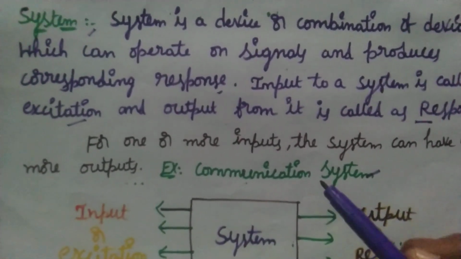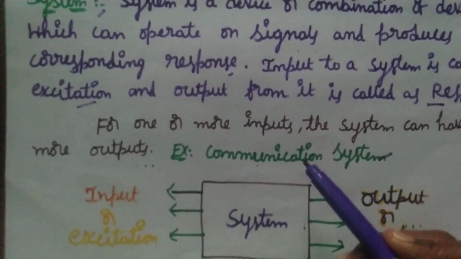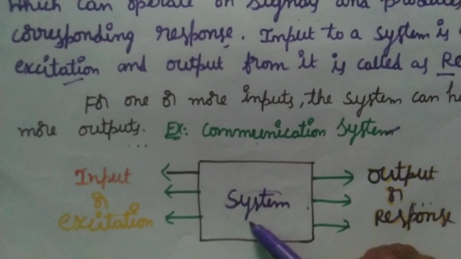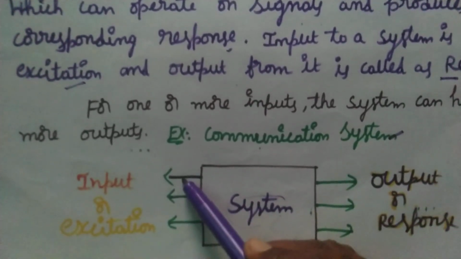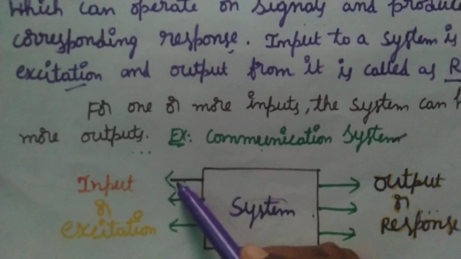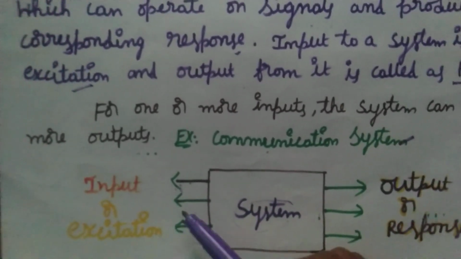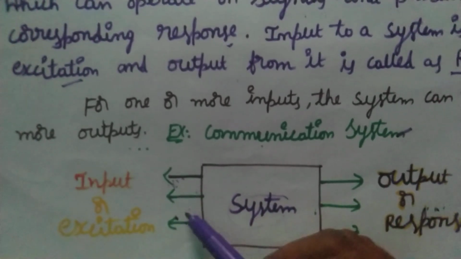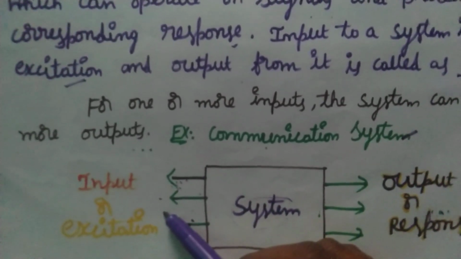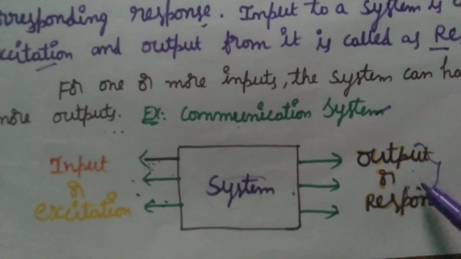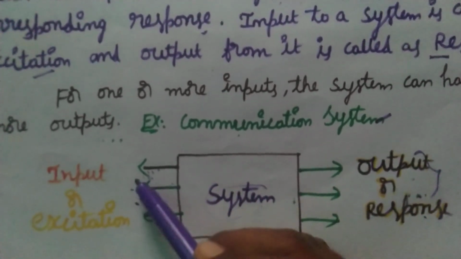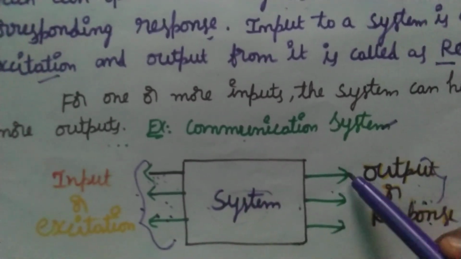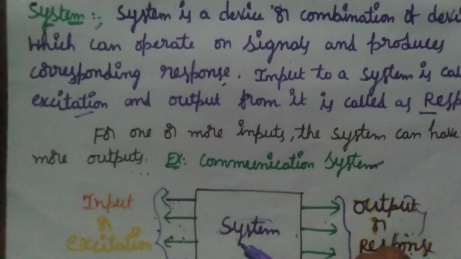Here the best example is the communication system. This is the block diagram of a simple system. It is a device or a combination of devices, and it can have many inputs. We apply the input or excitation, and we get the output or response. The system does not contain only one input; it can have multiple inputs, and we get multiple outputs. This is about signals and systems.